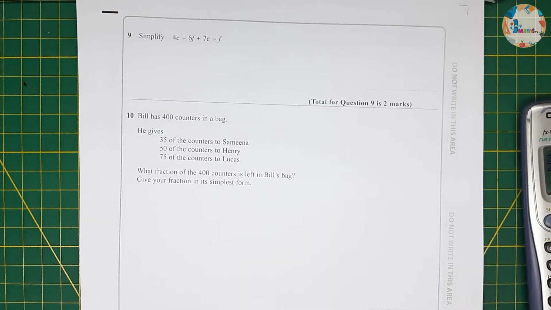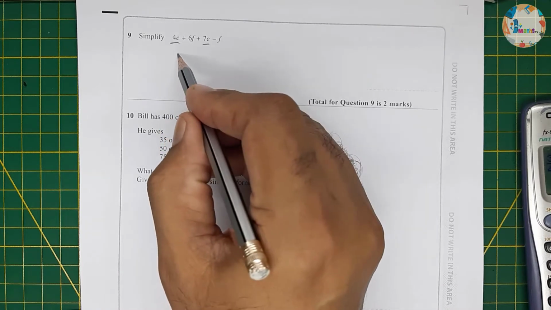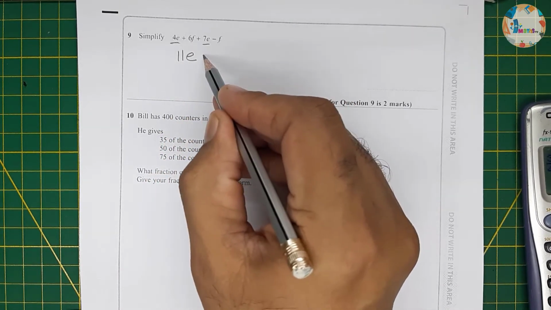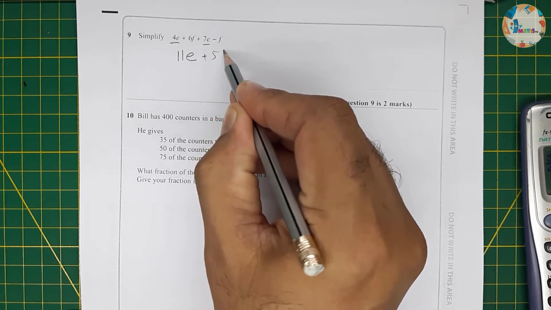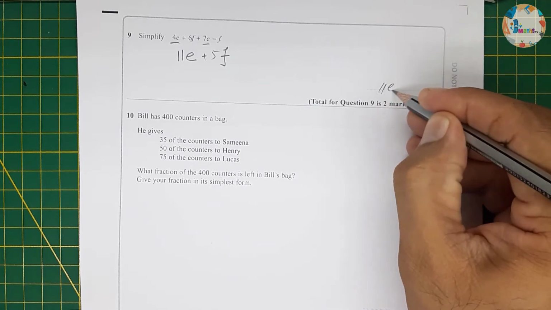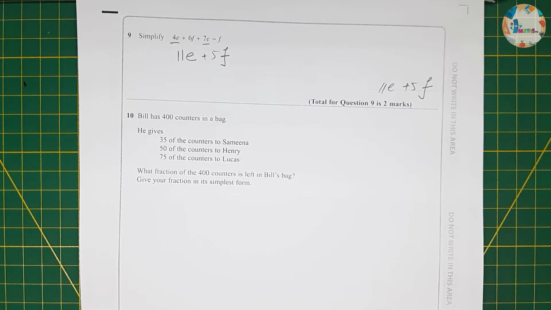Now question number 9, an algebraic expression is provided. We have to add the like terms. 7e plus 4e will be 11e, and 6f minus f will be plus 5f. So this will be our answer, 11e plus 5f. This will be our final answer.